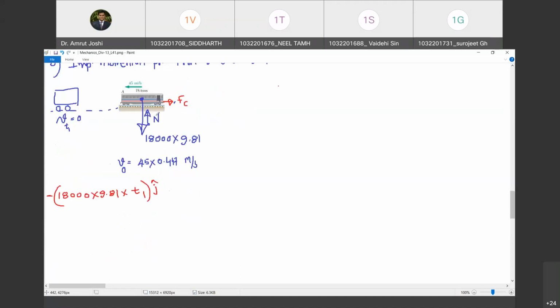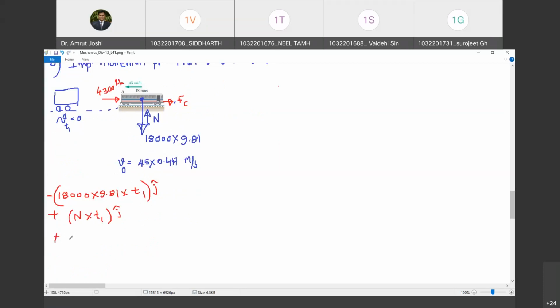Now, what is the impulse of this normal force? It is going to be plus N into T1. Do you agree with me? Yes, j cap. What is the impulse of this Fc? Of course, we have not shown one more force here, and that is 4300 pounds. Are you with me? Yes. So what is the impulse of this 4300 force?